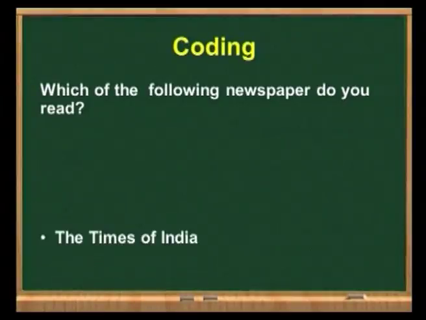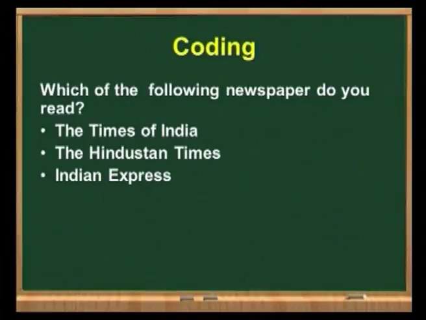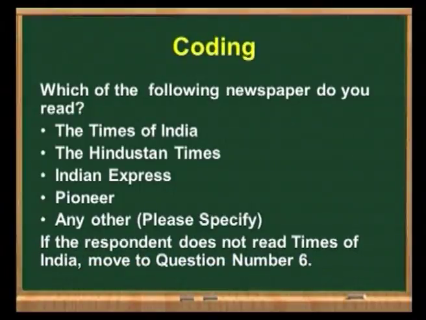We note that question number 1 may have multiple responses because a respondent could read more than one newspaper. There are 5 alternatives assigned for question number 1. Therefore, we will use 5 columns in the data matrix to record the responses of this question. If a respondent reads Times of India, we code it a value 1, otherwise 0. Similarly, it is done for the remaining newspapers.